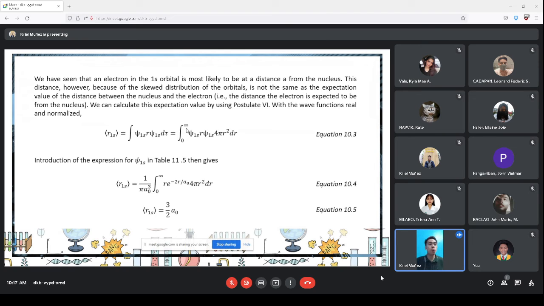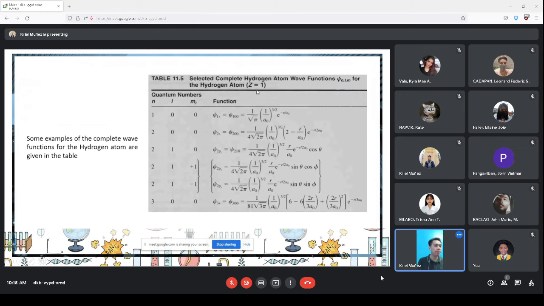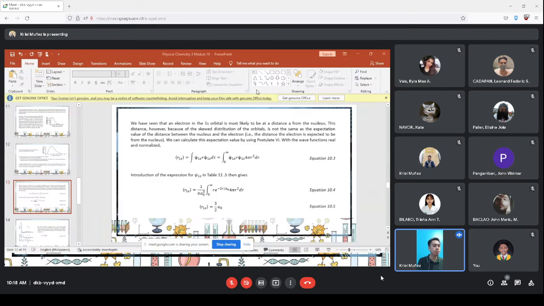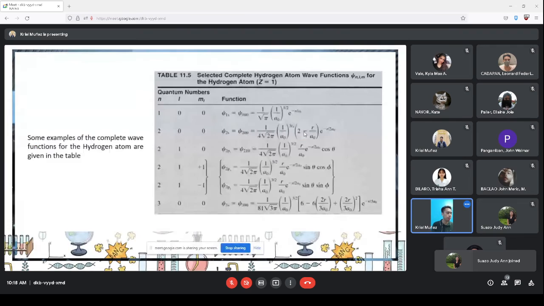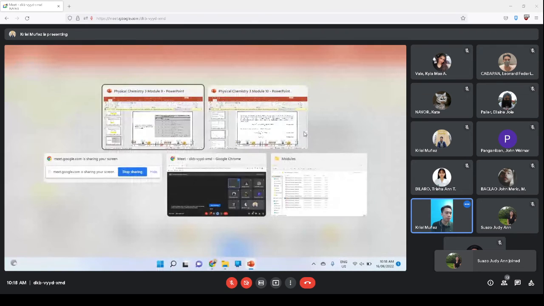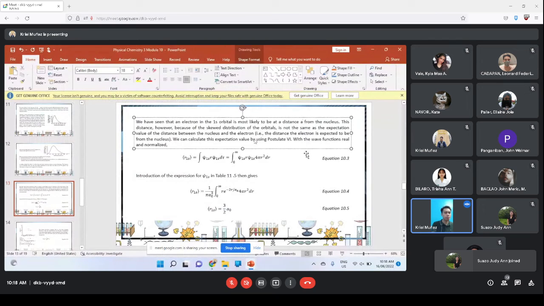So we have seen that an electron in the 1s orbital is most likely to be at a distance from the nucleus. This distance, class, should be the Bohr radius, if I'm not mistaken. Let me edit this now, so that later, when I give it to you, I won't need to edit it, because I would forget and never find it again.